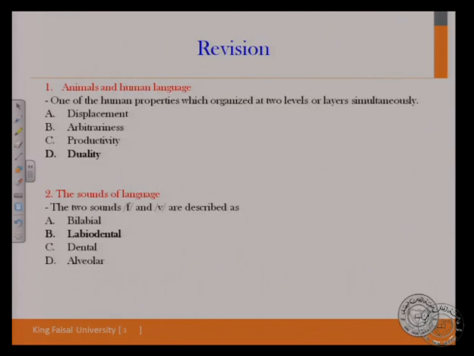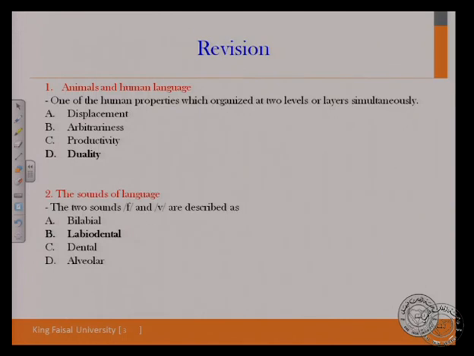For example, now in chapter 1, a question may come in this way. I have selected a sample question from chapter number 1. Now, one of the human properties which is organized at 2 levels or layers simultaneously. Now here we have 4 choices, A, B, C, and D. And of course the correct answer is letter D, that is duality.